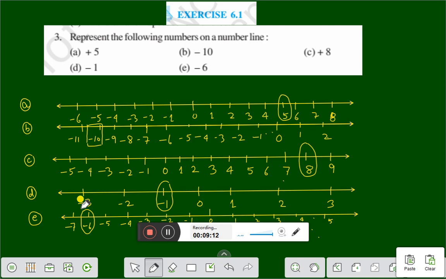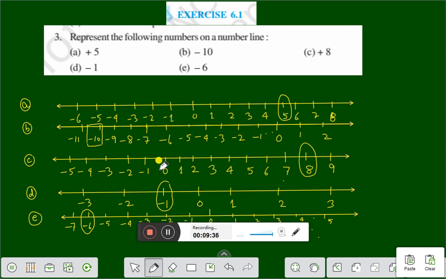Once again we are repeating, that is, represent the following numbers on a number line. We have made a number line. It is plus 5. It is 0, 1, 2, 3, 4, 5. This is the representation of plus 5. Question number B, that is minus 10. That is 0, 1, 2, minus 1, minus 2, minus 3, minus 4, minus 5, minus 6, minus 7, minus 8, minus 9, minus 10. This is the representation of minus 10 on the number line.